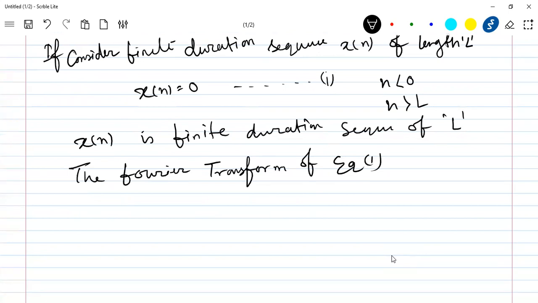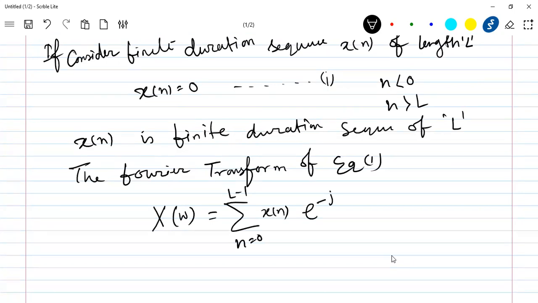In DTFT we are working with the infinite length. So here it is finite length. If we are considering finite length, then the Fourier transform of equation 1 goes up to L minus 1, because it starts from 0. So the notation is written this way: X(omega) equals summation n equals 0 to L minus 1, x[n] e to the power minus j omega n, and omega lies between 0 to 2 pi, isn't it? So this is equation 2.